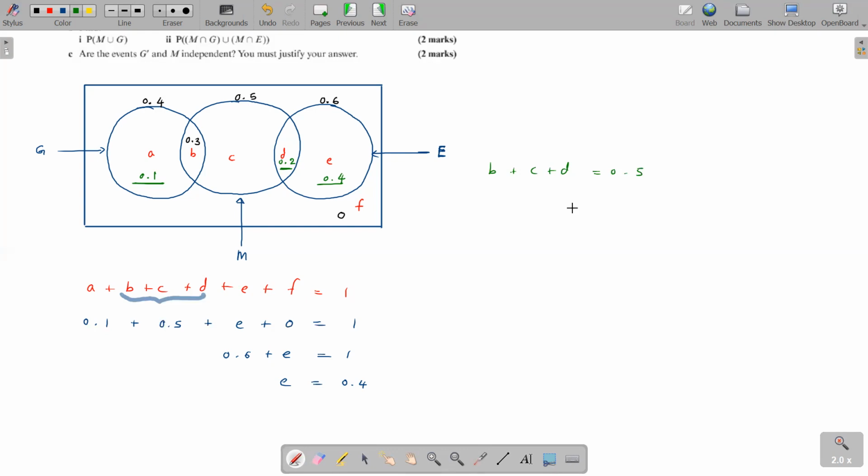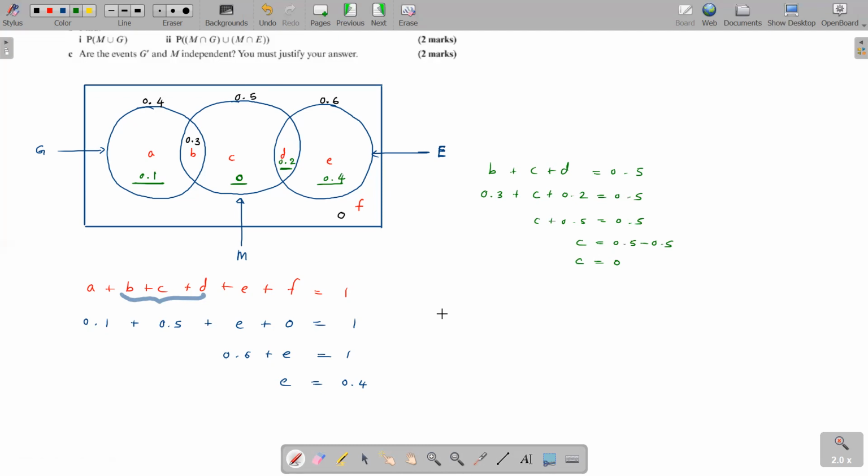And now you can find the value of C because we know B plus C plus D is 0.5. So B is 0.3, C is unknown, D is 0.2, equals 0.5. Can you see? 0.3 plus 0.2 is 0.5. So C equals 0.5 minus 0.5. C is 0.